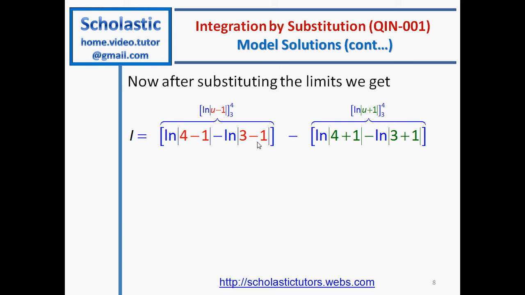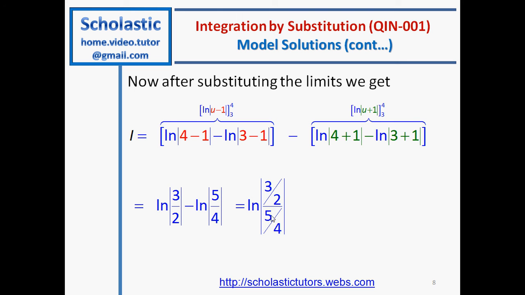And now we substitute the limits in the equation. Ln of u minus 1 from 3 to 4 equals ln of 4 minus 1 minus ln of 3 minus 1. And the second term, minus ln of u plus 1: ln of 4 plus 1 minus ln of 3 plus 1. After further substitution and simplification, ln 3 minus ln 2.